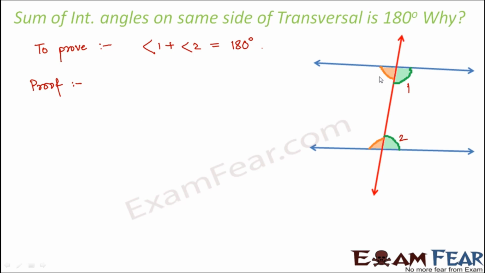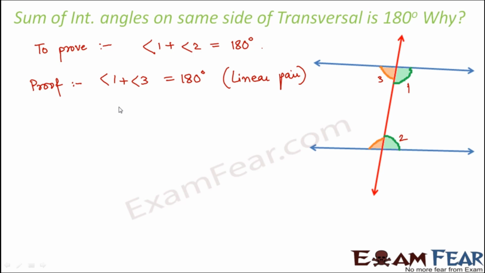Now let's call this angle as angle 3. Now we already know that angle 1 and angle 3 form a linear pair. So angle 1 plus angle 3 is equal to 180 degrees. So this is something already known to us.